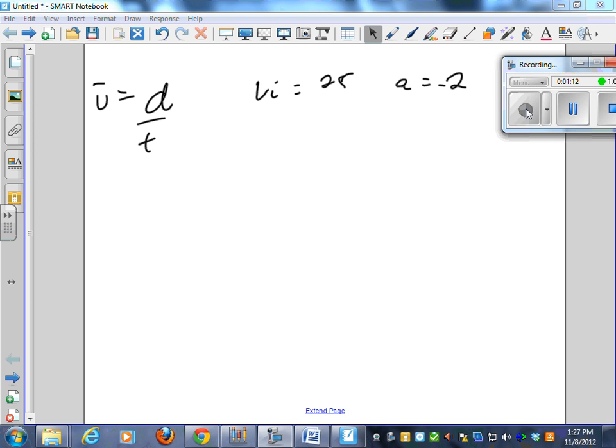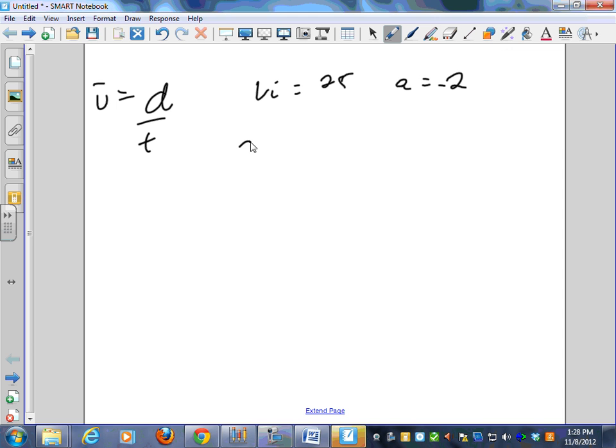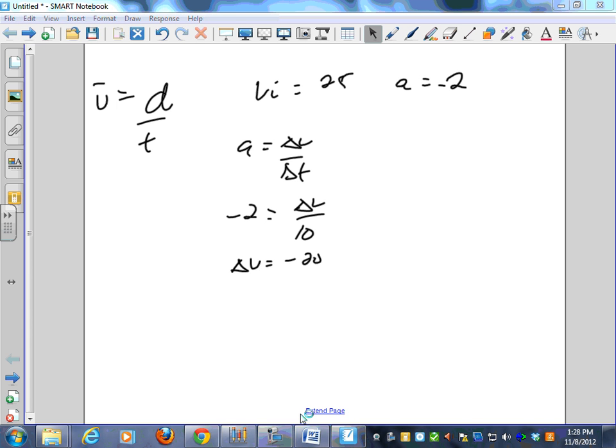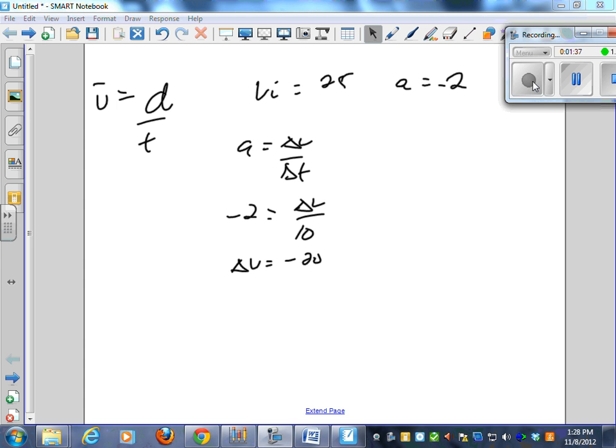So I'm going to use my A value, and I'm going to use my T value to get my delta V. So the first step is going to be A equals delta V over delta T. Minus 2 is equal to delta V over 10. My change in velocity is minus 20. So I've got my delta V.